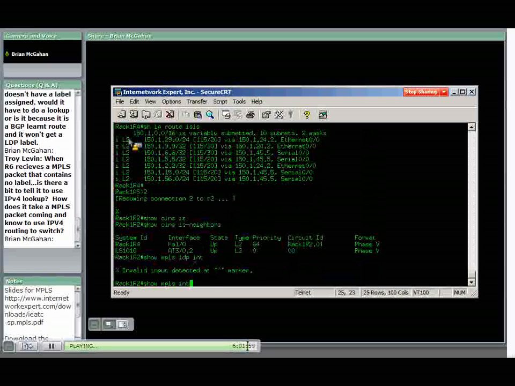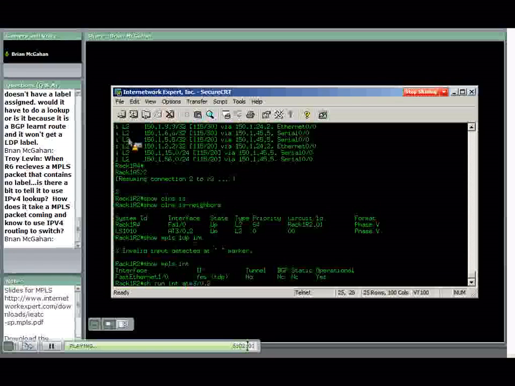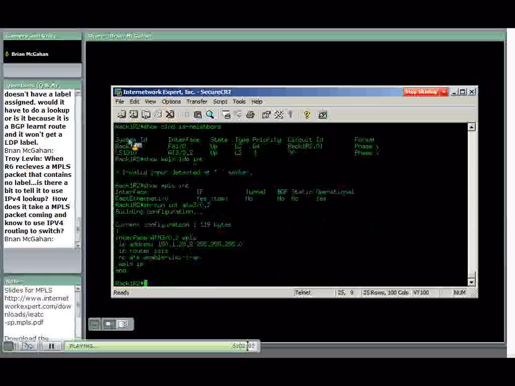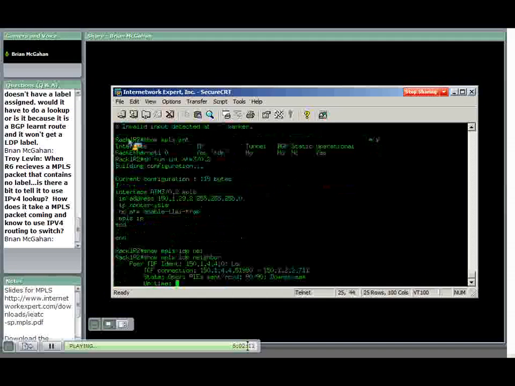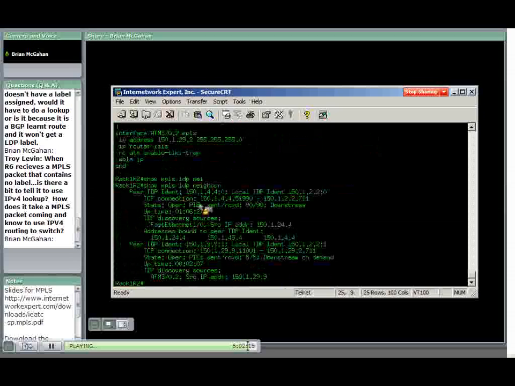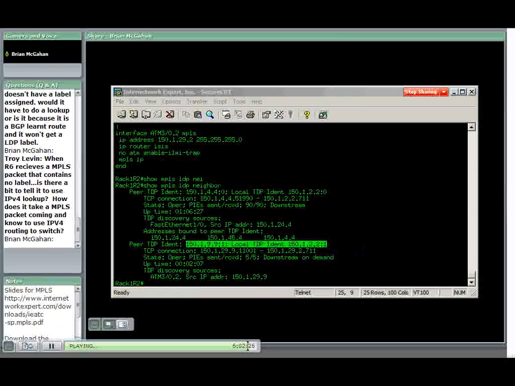In router 2, we're going to do the same thing. Interface ATM 3/0.2 is an MPLS subinterface. IP address is 150.1.29.2/24. We're running MPLS, and we're running IS-to-IS. IP router IS-to-IS.